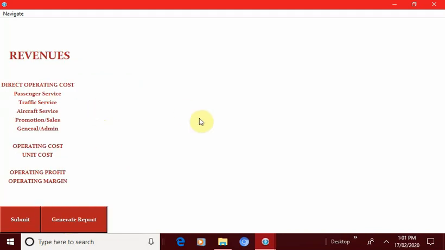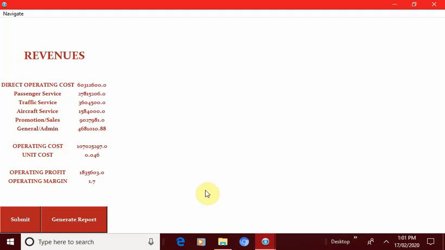You just click the submit button, and all you'll get calculated. The direct operating cost will be calculated, and all the indirect operating cost will also be calculated at the same time, where in the previous screen we had entered these particular percentages and figures. Then the operating cost, unit cost, operating profit and operating margin will be calculated. So let's hit the submit button.